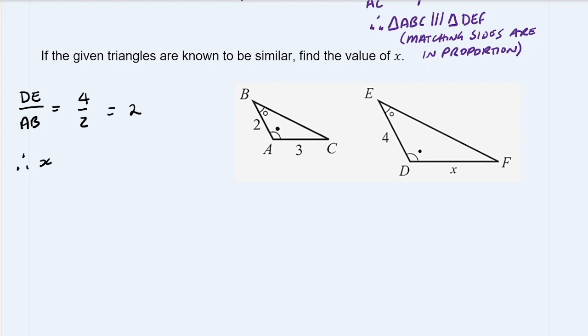X equals 3 times 2, so we multiply it by our scale factor, okay, we're going to multiply by that scale factor to give 6, so x equals 6 in this problem. That's it, that's all there is to it.